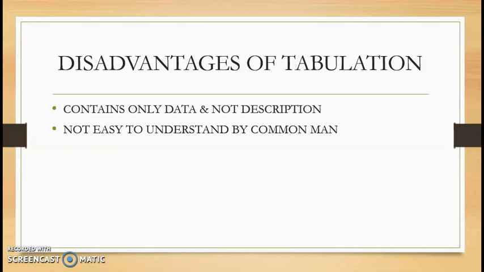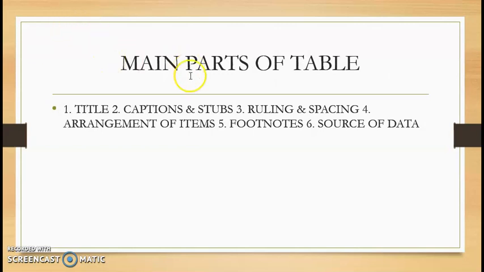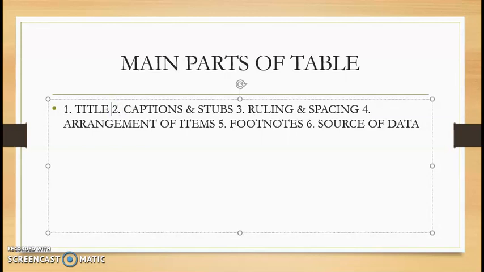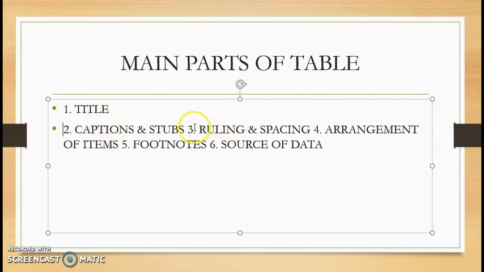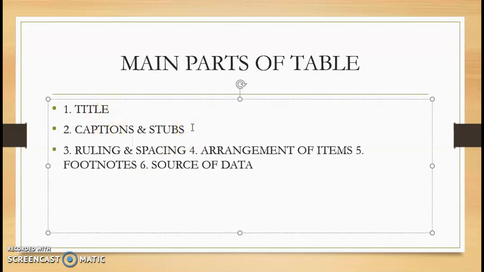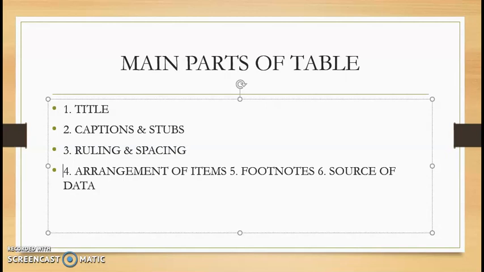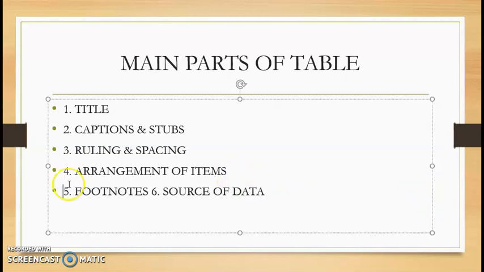Next, there are a few main parts of tables. One is a title, second is a caption, the third one is ruling and space, the fourth one is the arrangement of items, and the fifth one is the footnote. In the footnote you will be able to describe what exactly the data is, and from where you got it, which is the source of data.